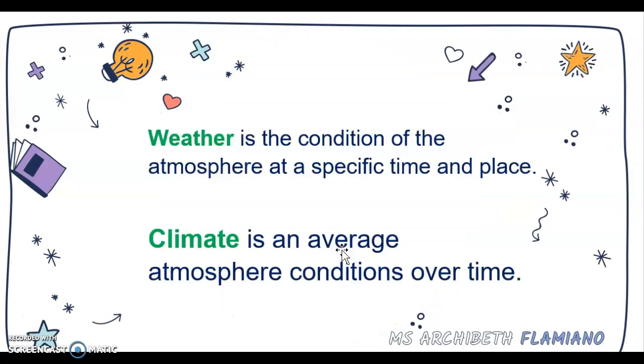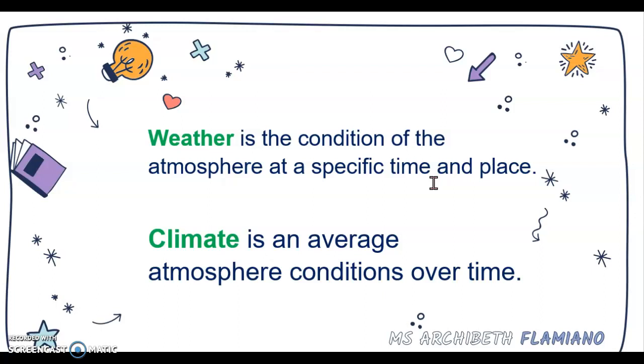Before anything else, let us first define what weather is. Weather is the condition of the atmosphere at a specific time and place. For instance, you step outside your house and you notice that the condition outside is very warm and hot. So in that case, you will say the weather is sunny, or we have sunny weather.